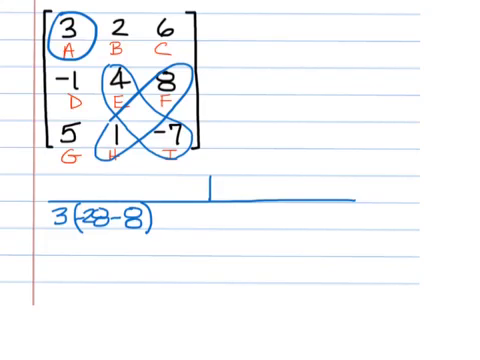The first thing you're going to have to do is EI and then FH. Of course, you're multiplying all of that by A, which is 3. So you end up with 3 times the quantity, a -28 minus 8. Of course, it's EI first. That's 4 times -7, and then minus 8 times 1.